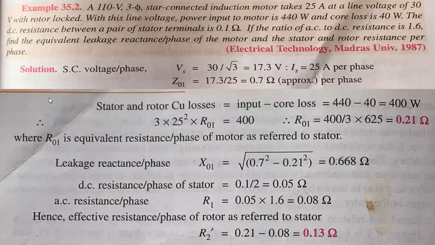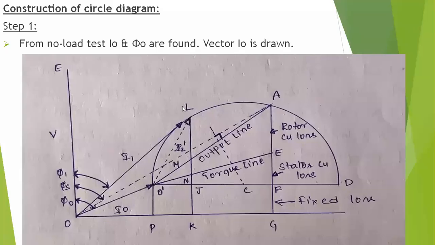Now we will go to the main topic, construction of circle diagrams. How do we construct the circle diagram? In previous classes we have seen some of the procedures. Now we will see step by step the procedure for how to construct a circle diagram. This involves a series of steps. There are a total of three steps for drawing the circle diagram, and after seeing the procedure we will go into the problems.